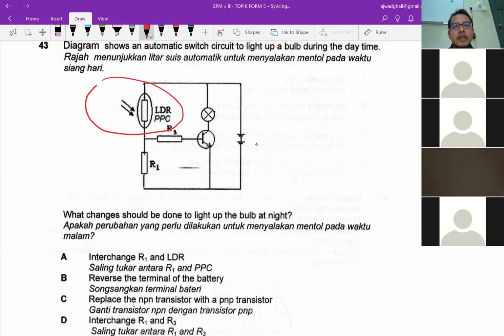What change should be done to light up the bulb at night? What is your opinion? You need to change R1 and LDR. Okay, good. Akasha, good try. The answer is A.